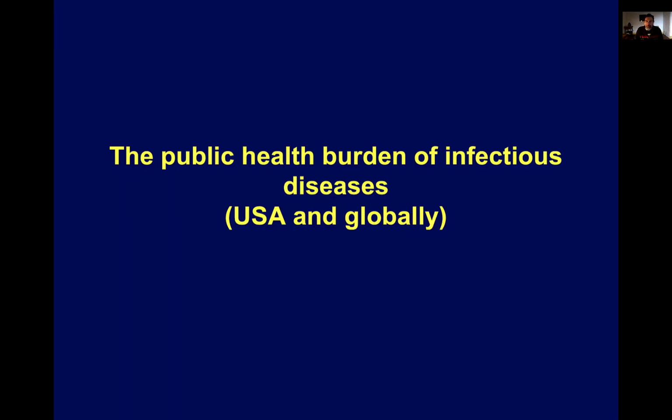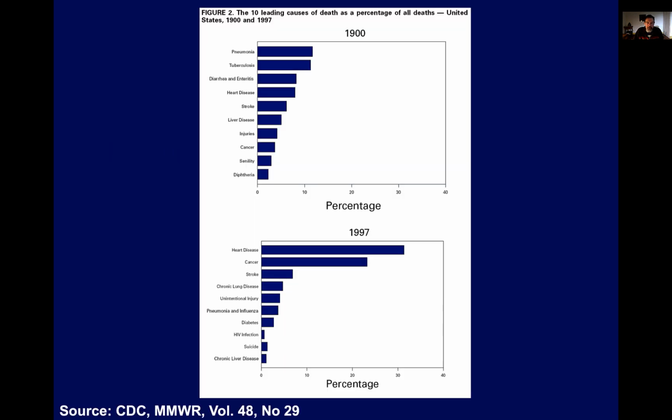So next, we're going to cover the public health burden of infectious diseases in the US and globally. So you can begin to gain a sense of how much of the overall burden of disease in populations is driven by infectious diseases as opposed to other causes of morbidity and mortality. So this slide shows the 10 leading causes of death in the US in 1900 compared with 1997, about 100 years later. And as you probably remember from the graph that we showed, that epidemiologic transition of big reductions in infectious diseases over time and not much change in non-infectious causes of death.